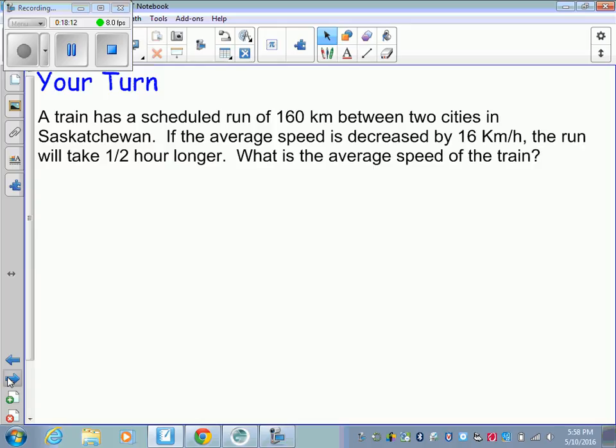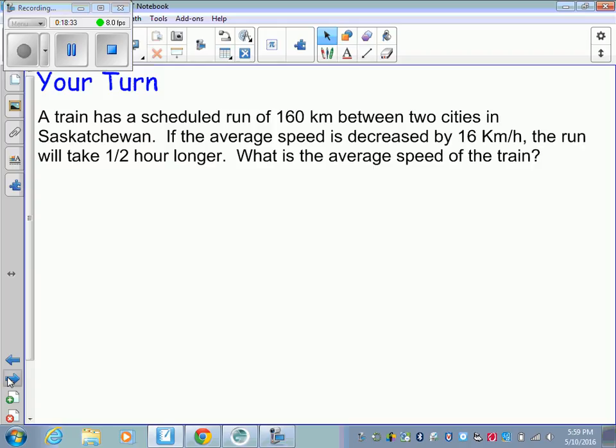Pause the video here to try this problem on your own. Now, I'm actually going to do this one out as well because this one's slightly different than the last one.